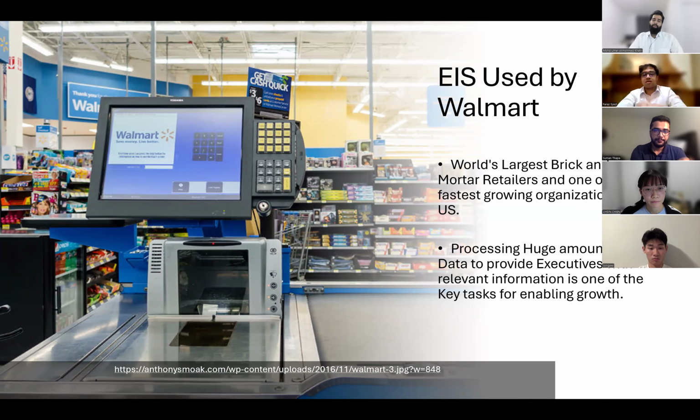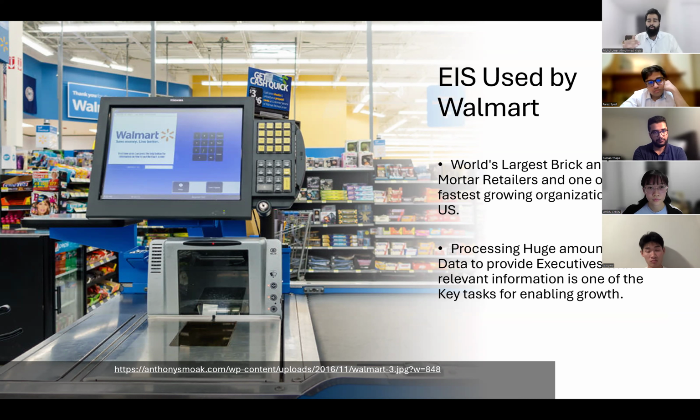Yes. Now, as explained for DSS, we also have taken a specific example of Walmart that uses a specifically in-house developed executive information system. Walmart being one of the largest brick and mortar retailers in the world and one of the fastest growing organizations in the US, Walmart has billions of records in databases which need to be analyzed and put together and given in a form that executives can use to make decisions.